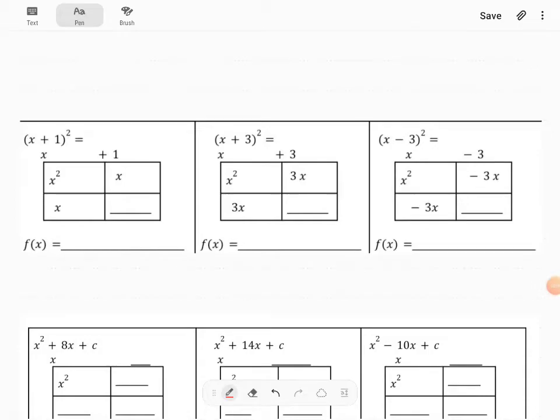Hello students, we'll now learn how to use the completing the square method to actually solve quadratic equations. We can use this method even to convert the standard form of quadratic to the vertex form. So let's see how this goes.